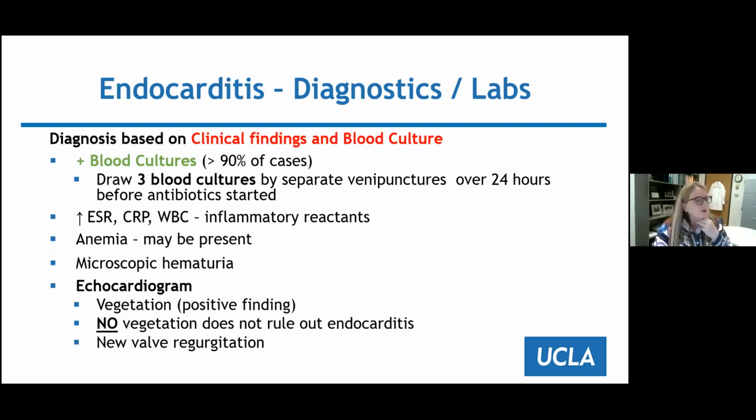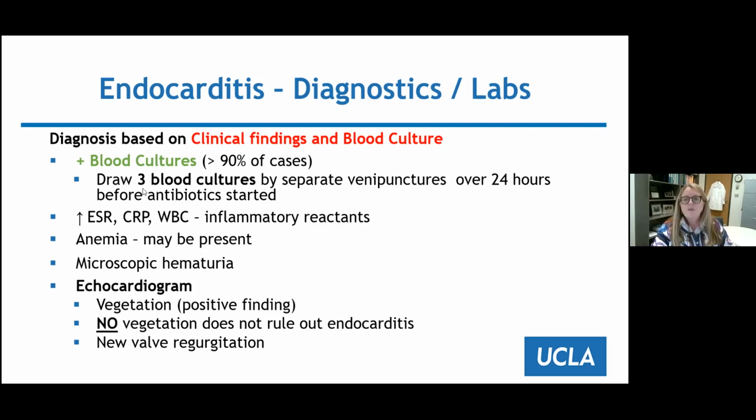But how we diagnose it, the diagnosis is based on the clinical exam findings as well as blood cultures. Blood cultures are typically positive in greater than 90% of the cases, and it requires 3 blood cultures to be sent over a 24-hour period. Obviously, if the patient has central lines in, we're not going to draw a blood culture from that line. They should be peripherally obtained venous samples.